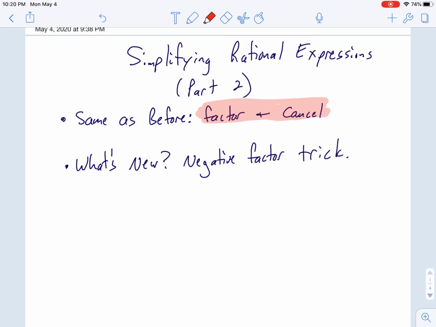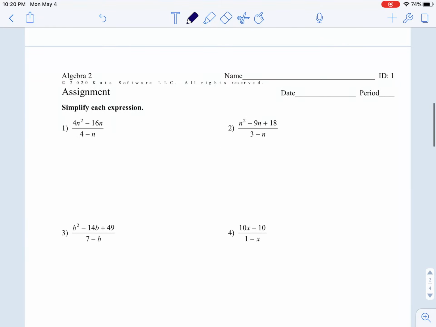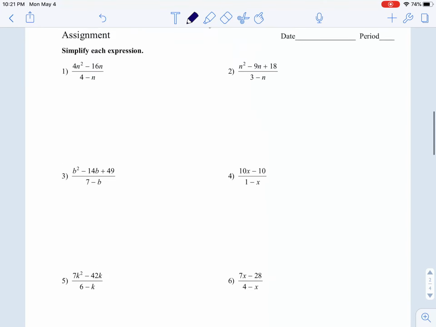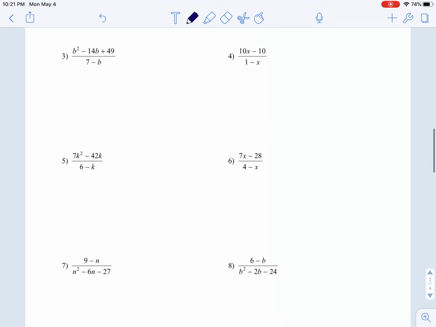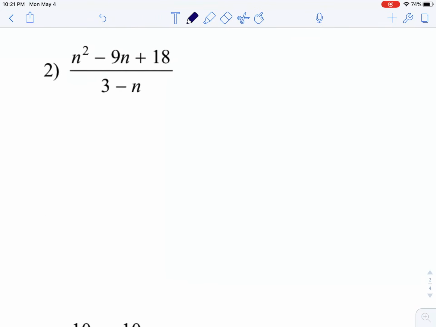What's new is this negative factor trick that I'm going to show you. It's going to come up in every single problem in this assignment, and it is not a long assignment. I just want you to practice this and learn this negative factor trick a few times so you get it down. So I will do the evens. I will assign the odds. As you can see, there are 8 problems total, so only 4 problems for your assignment.